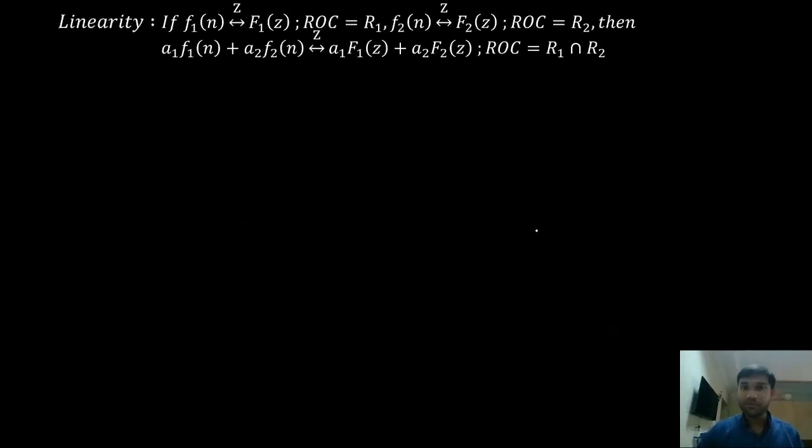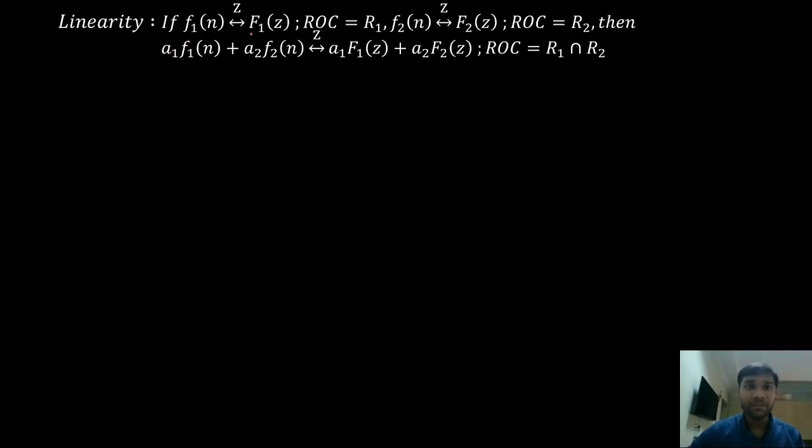Now we'll discuss the properties of Z transforms. So, the linearity property of the Z transform. We have already seen the linearity property multiple times for all different kinds of transforms. Now we are going to see the linearity property for the Z transform.